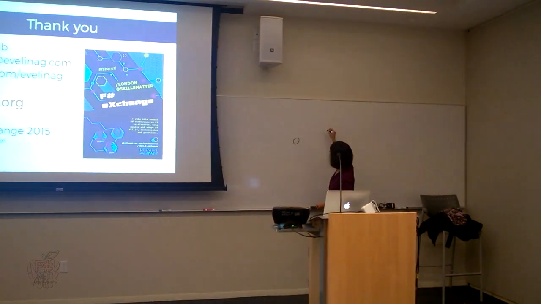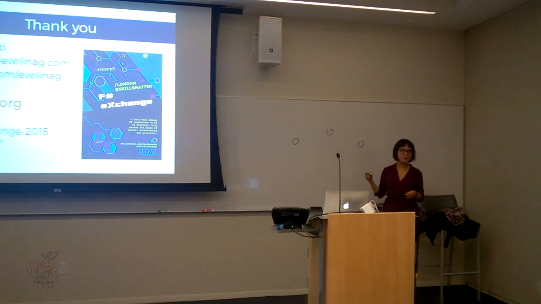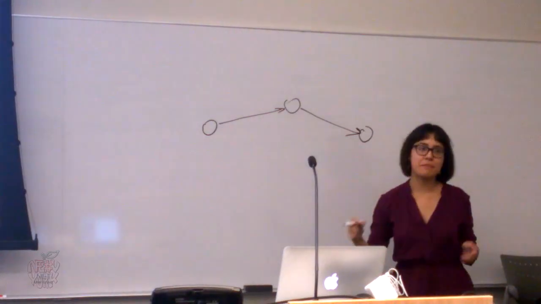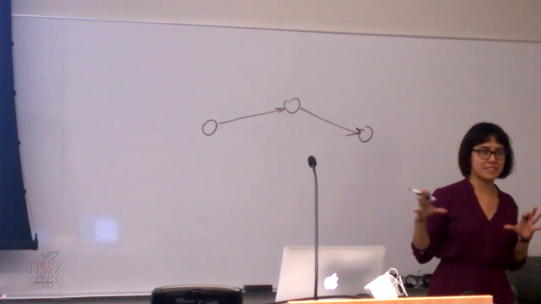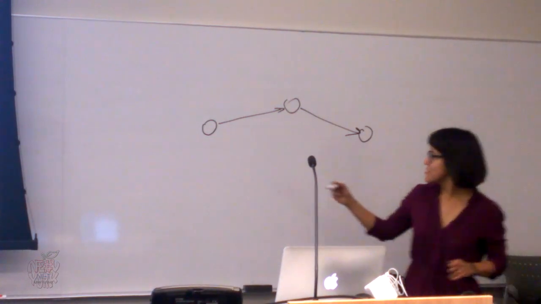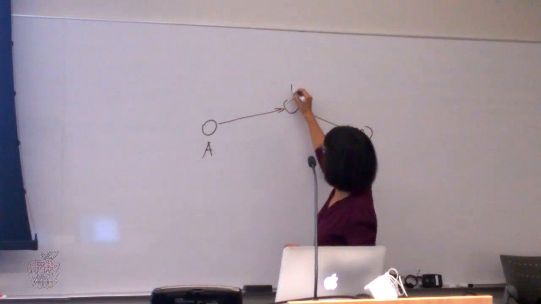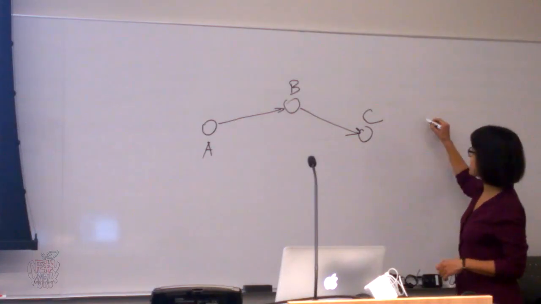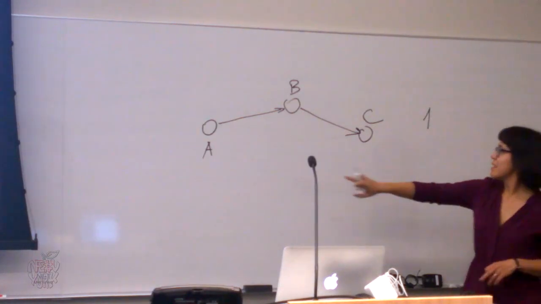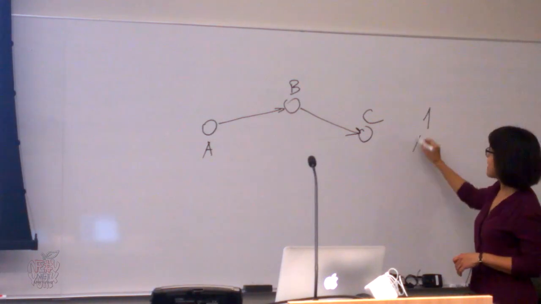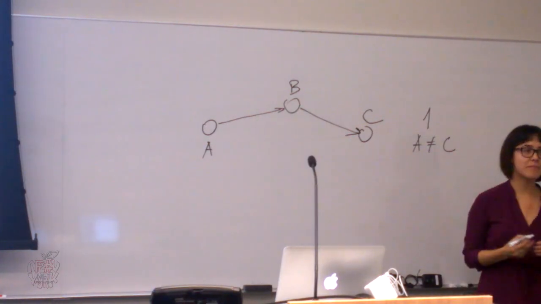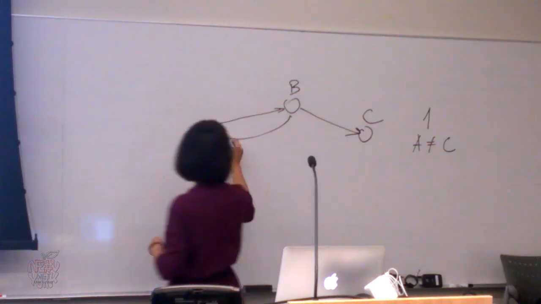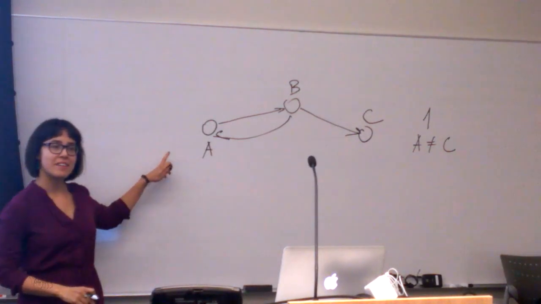So, if you have three nodes like this, and they are connected, the non-backtracking matrix is actually a matrix over links in the network. So if I have three nodes like this, there is 1 in the matrix every time that A doesn't equal C. So it doesn't allow this sort of link, like immediately backtracking.